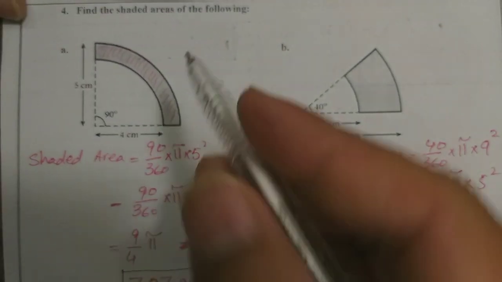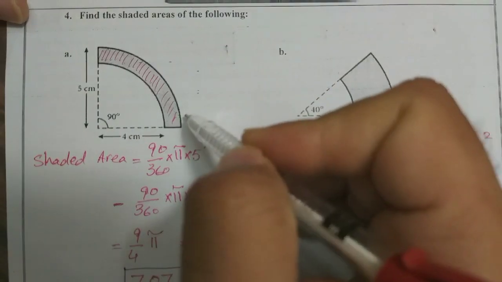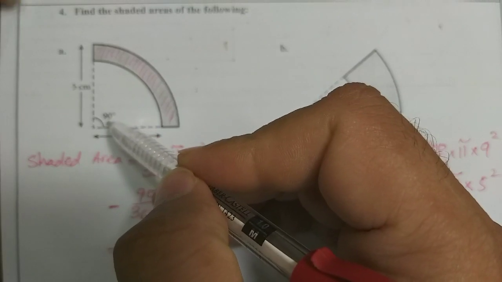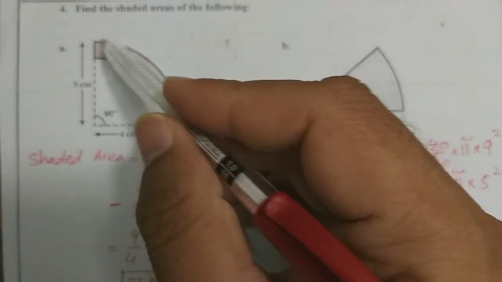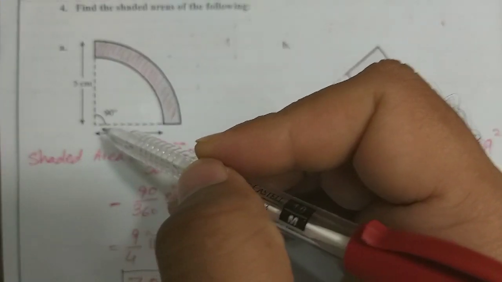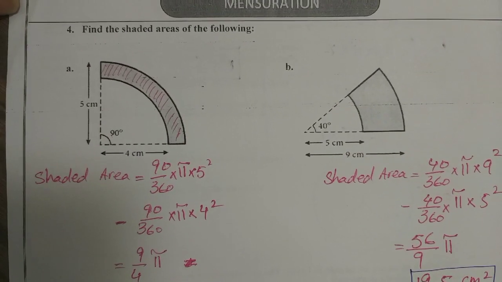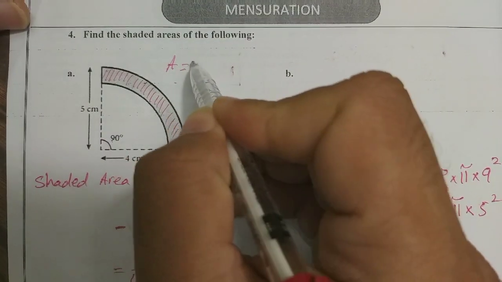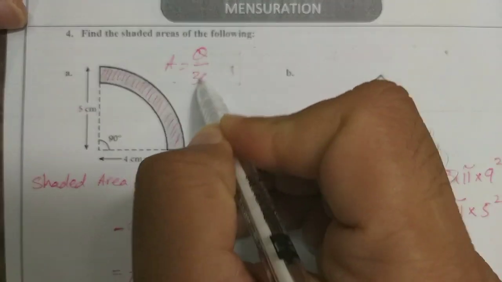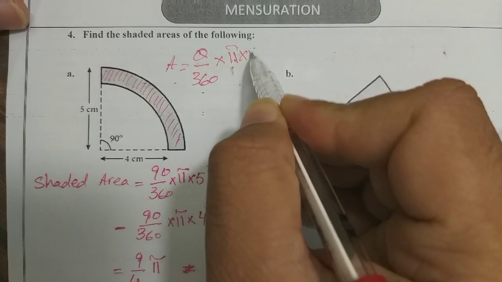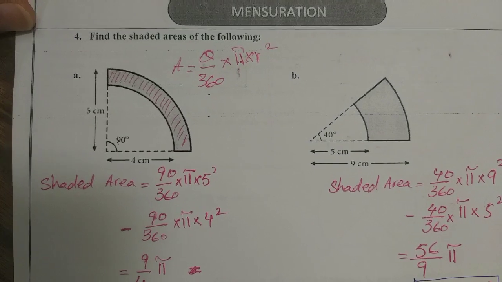So as we know the formula of the area of a sector, this is a sector. If you look here, it is the fourth part of the circle, because in total there are 4 parts, and each part is a 90-degree angle. So again, the area of a sector equals theta over 360 times pi times r squared.